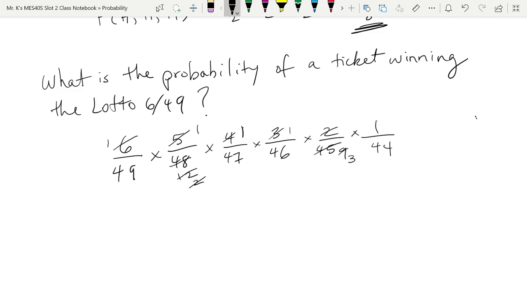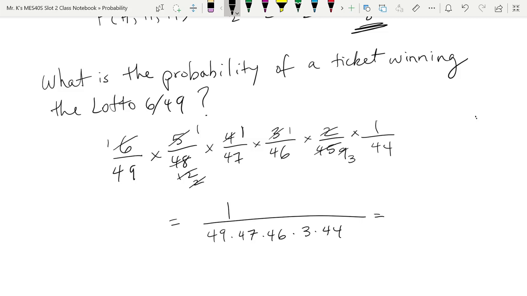So instead of the top being 6 times 5 times 4 times 3 times 2 times 1, I got 1 times 1 times 1 times 1 times 1, which is 1. Now the denominator is still going to be an awfully big number, but not nearly as big as it was before I canceled. 49 times 47 times 46 times 3 times 44.